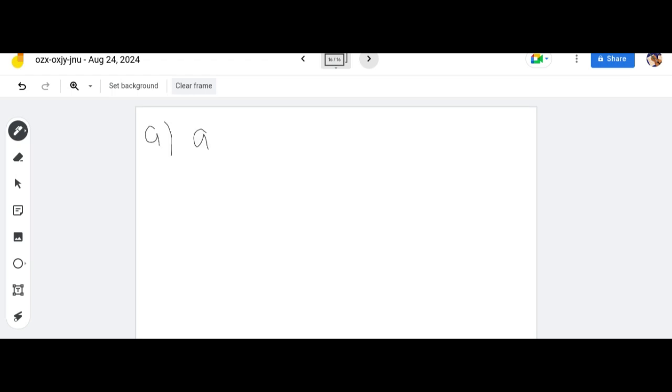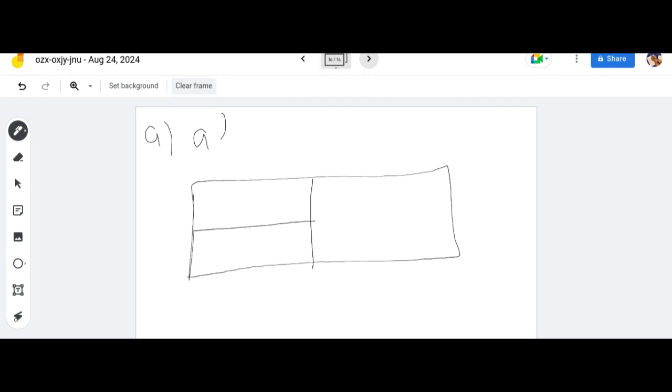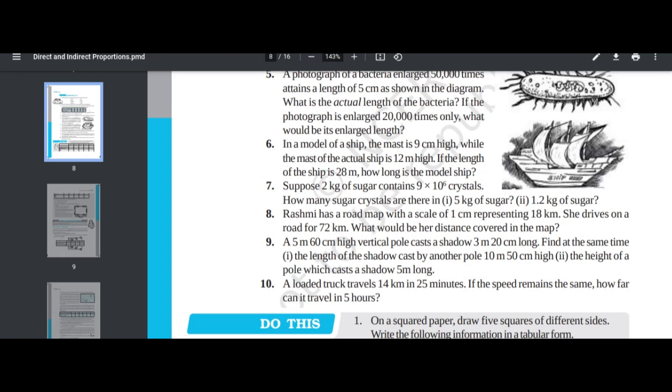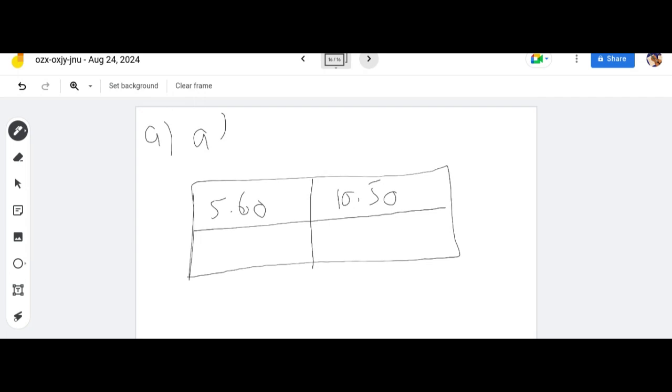For the A part, I have these two values. The first one is the height of the pole in meters, 5.60, and the same for the second, 10.50. How did I write this? Because they're just telling me 5 meter and 60 centimeter, 10 meter and 50 centimeter, so I just combine them and put a point between them. Okay, so for the 5.60, how many meters do I have?